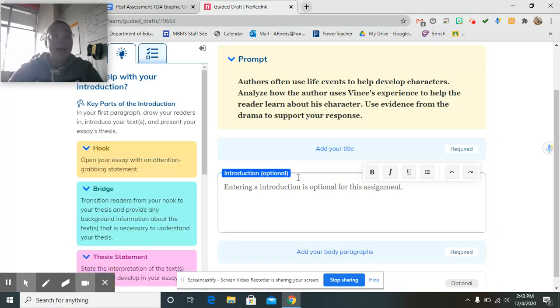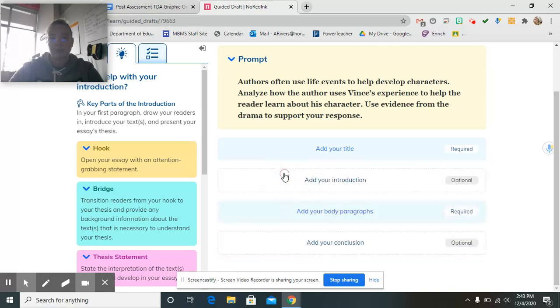You do not have to have an introduction. I'm not taking points off for it. I am only offering extra points to do it. It is optional. It says it right here. It says introduction optional. If you don't want to do it, you don't have to. You are required to have 3 body paragraphs. I am grading 3 body paragraphs.